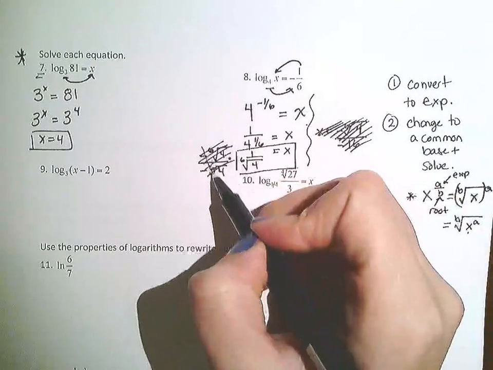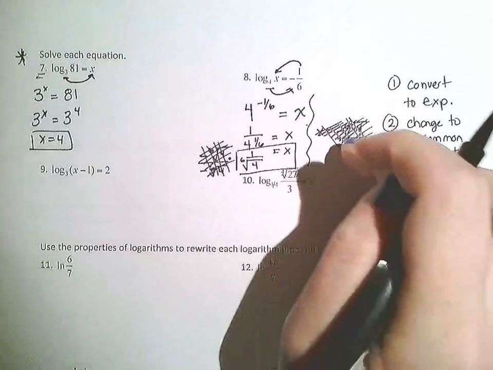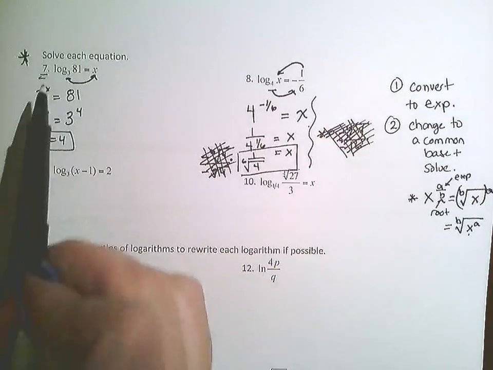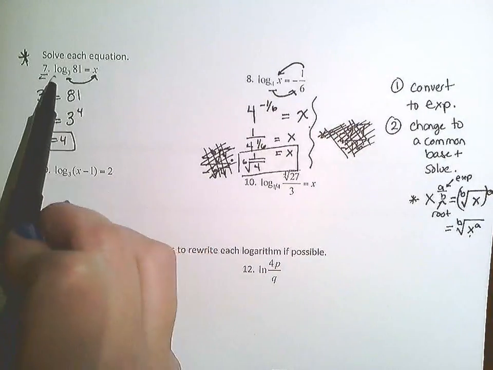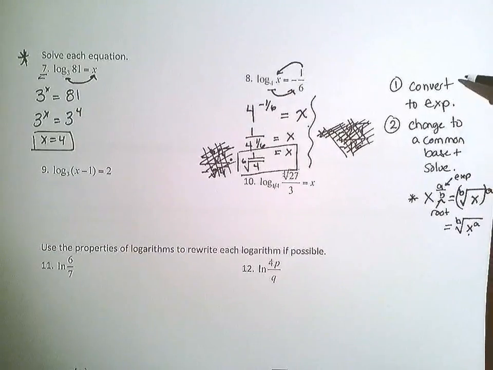Alright, I had to stop the video because I had to check something on this problem. So we're going to just start over really quick. Whenever you're solving an equation that deals with logs, you have two steps to follow. You have to convert it to the exponential form, and then the same thing that we did in the previous section, you change to a common base and solve.